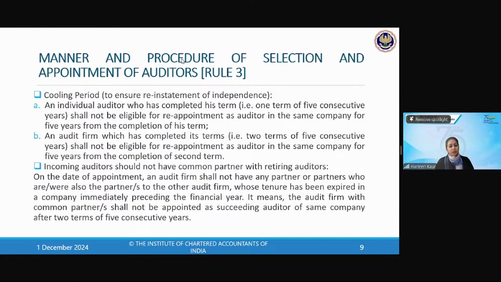Swati says, ma'am, both for individual and firm, it is 5 consecutive years. No, Swati. For audit firm, we have 5 consecutive years, again 5 consecutive years. So total 10 consecutive years for the audit firm. For an individual, the cooling period, yes. The cooling period for both the individual, absolutely correct. It is 5 years. So individual is appointed for 5 years. For 5 years, it goes cooling period. Then another 5 years, fresh appointment. For the audit firm, 5 years it is appointed as an auditor, then reappointment for next 5 years, then cooling period of 5 years, and then fresh appointment for 5 years.